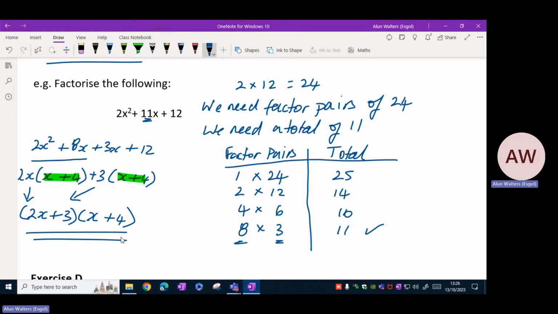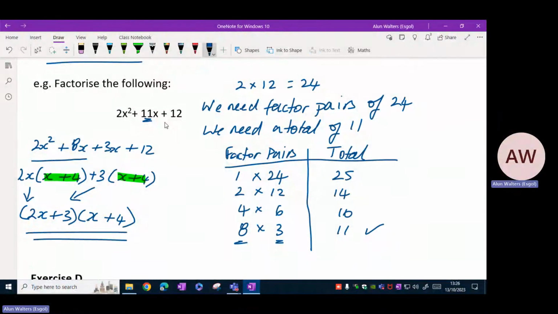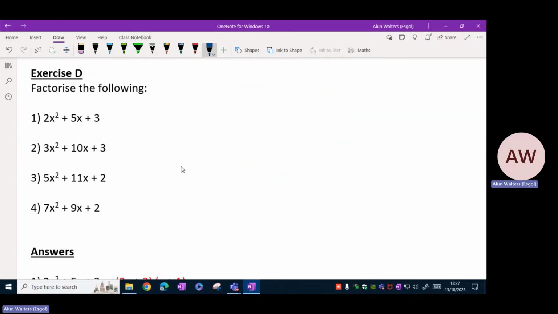You could check it by multiplying it out, possibly using the FOIL method, and you should get the quadratic expression there. So I've shown you 2 examples. There's positive values for the factor pairs. We'll look at negative values after this exercise. So I'd like you to try exercise D. If you want to run through these again first before trying exercise D, please rewind the video. So there's 4 questions there. Pause the screen, do your best.